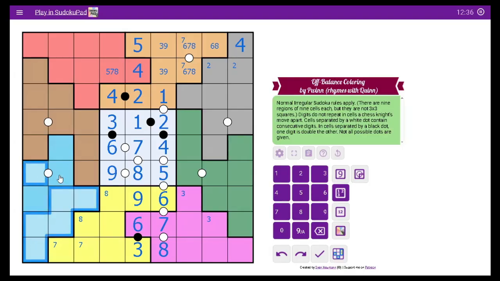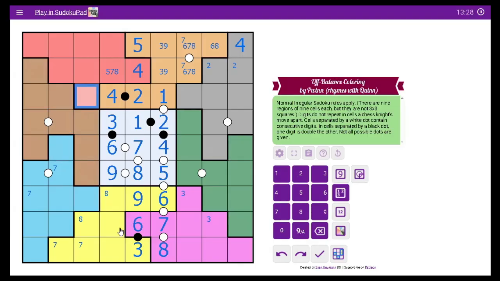This can't be a 7. That would put a 6 here or an 8, which would both fail. That can't be a 7. So definitely there is a 7 in just one of 2 positions. This cell, it's interesting because it's very, very restricting. It's in one of 2 positions.